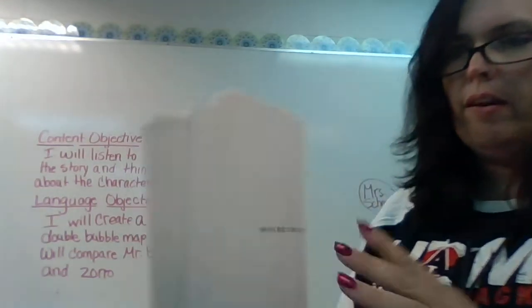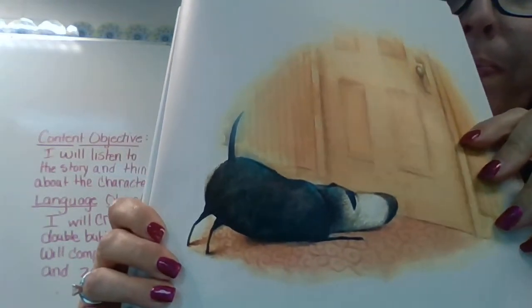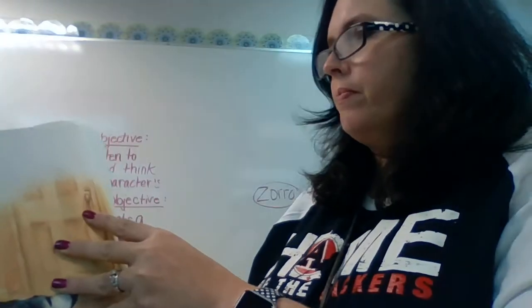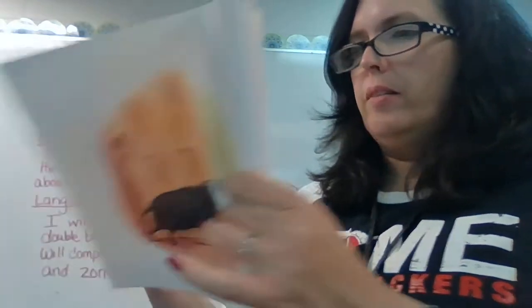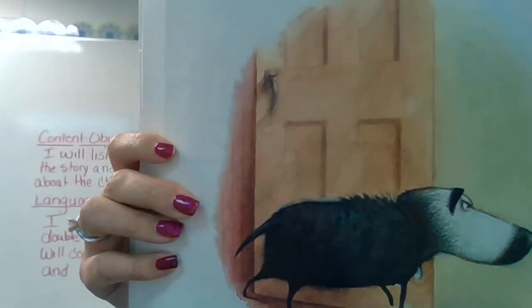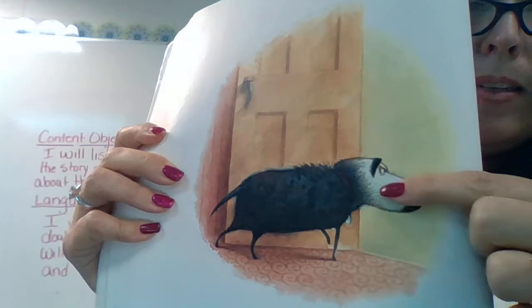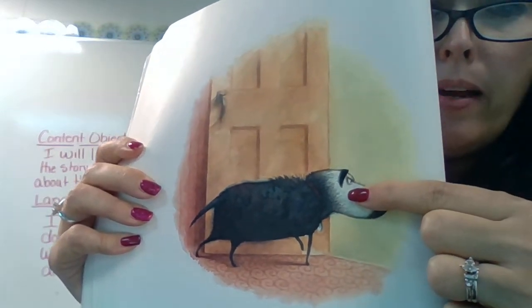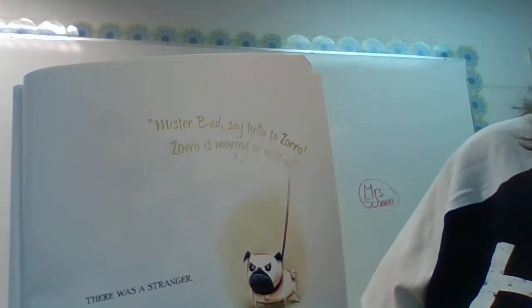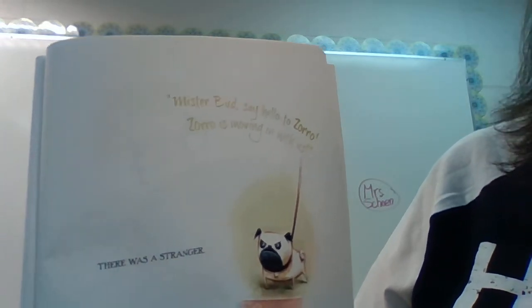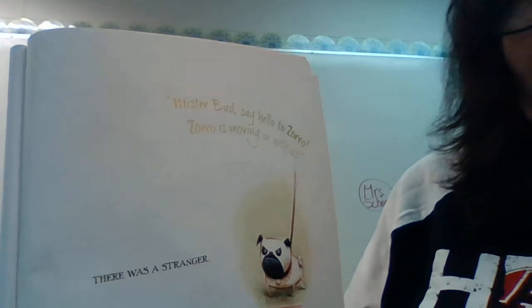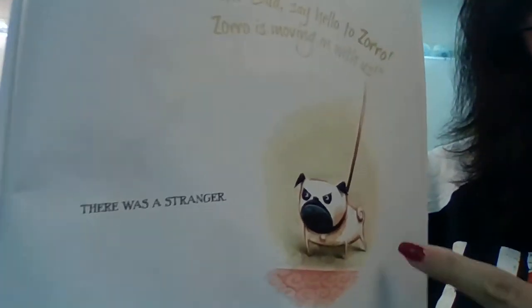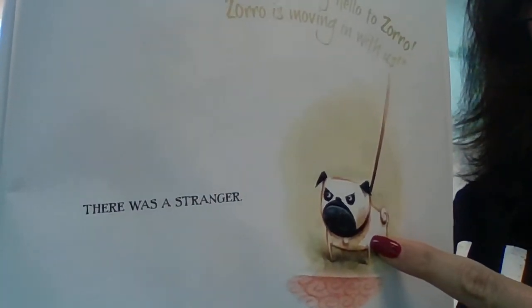Excuse me, boys and girls. Okay. One day, right at greet and make a fuss time. He's looking intently. He's got a look on his face. He's like, what's going on? Mr. Bud, say hello to Zorro. Zorro is moving in with us. There was a stranger. Dun, dun, dun, dun. There's Zorro.